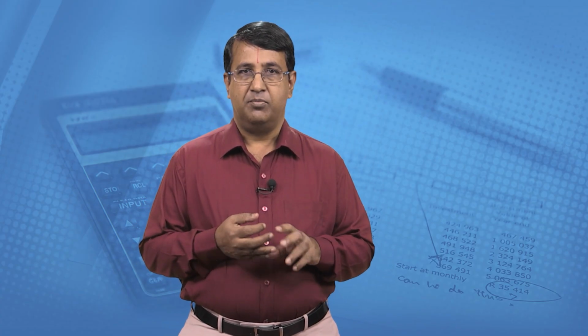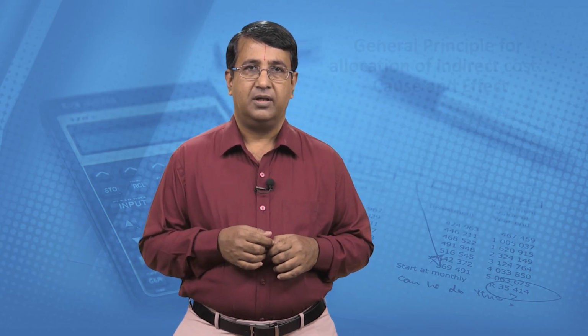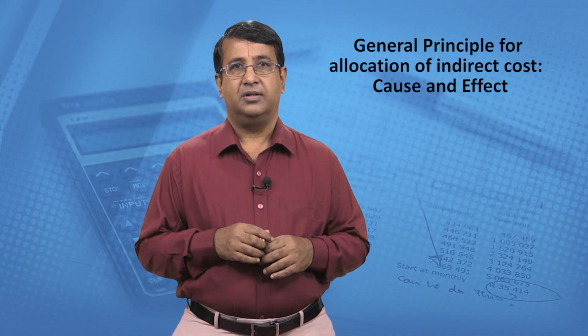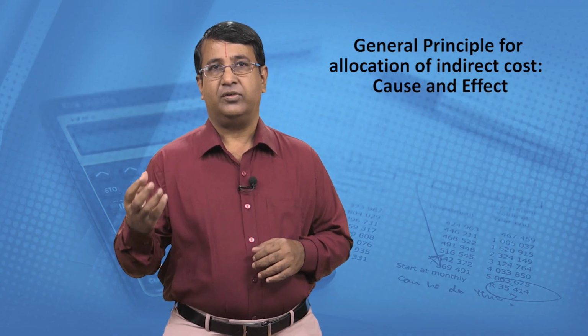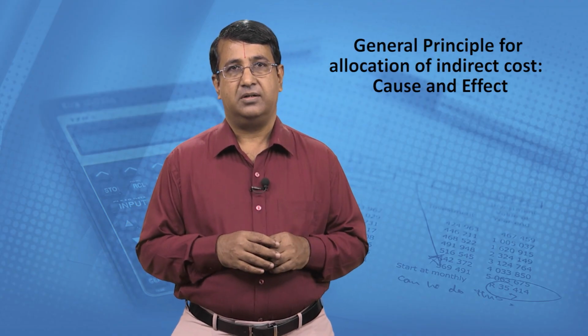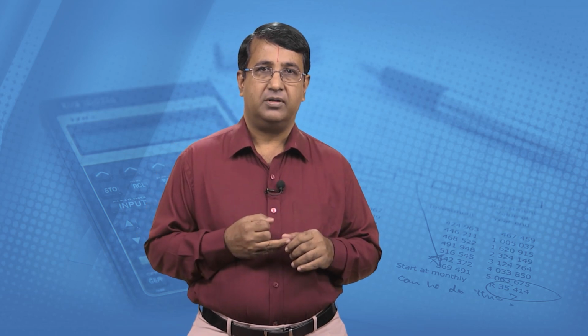Let us discuss how the indirect cost can be allocated. We have the option of selecting material cost, labor cost, machine hour and many other bases for allocating the indirect cost. The general principle for allocating indirect cost is cause and effect. That is, if a product uses the services of a department, it should bear a part of the cost of the department.